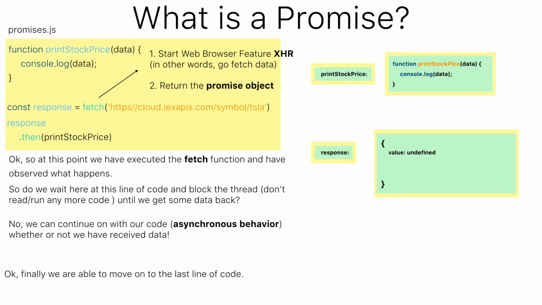Okay, finally, we're able to move on to the last line of code. Here we are referencing the response object, and then we are executing a method on it called then, and to it we're passing a reference to print stock price.